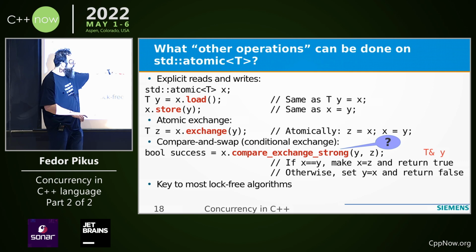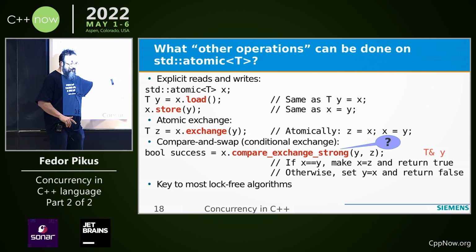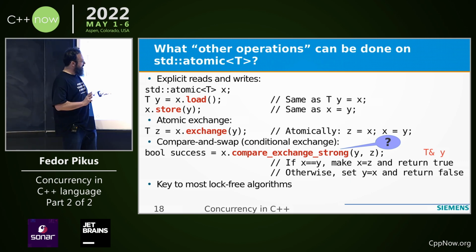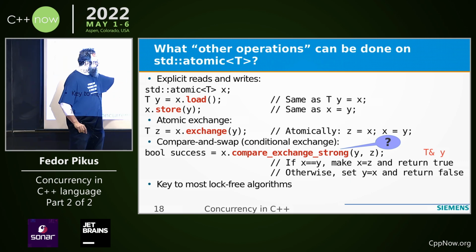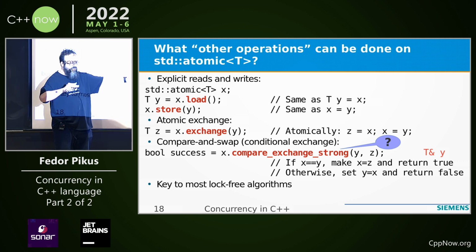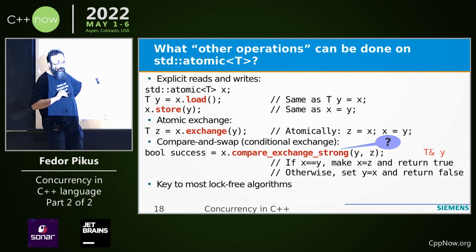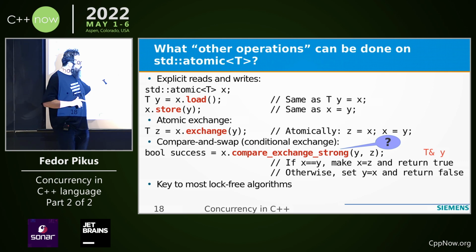The read of X, the comparison with Y, the replacing with Z, and the returning of true or false, all of that is a single operation. So if X contains what Y contains, and another thread comes in at just the wrong moment and tries to change X, it will not succeed. It will be held back at the hardware level until you finish writing Z.